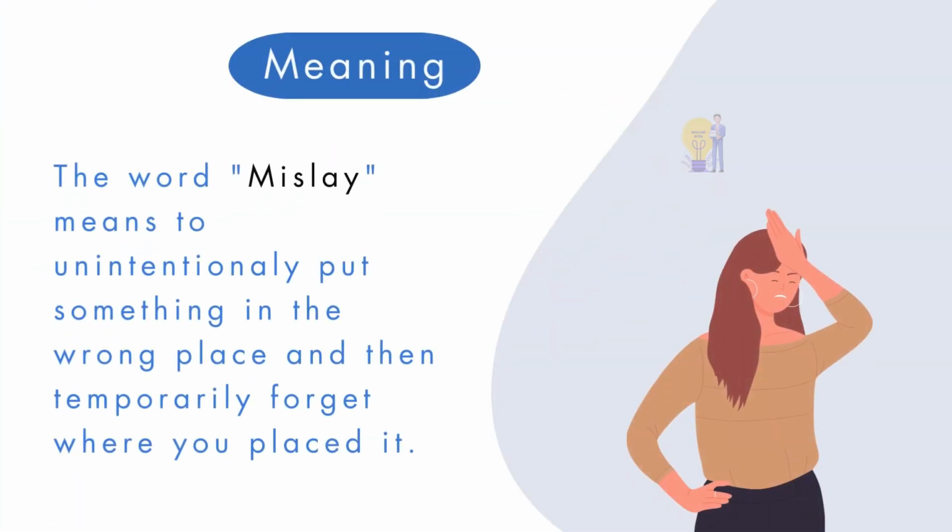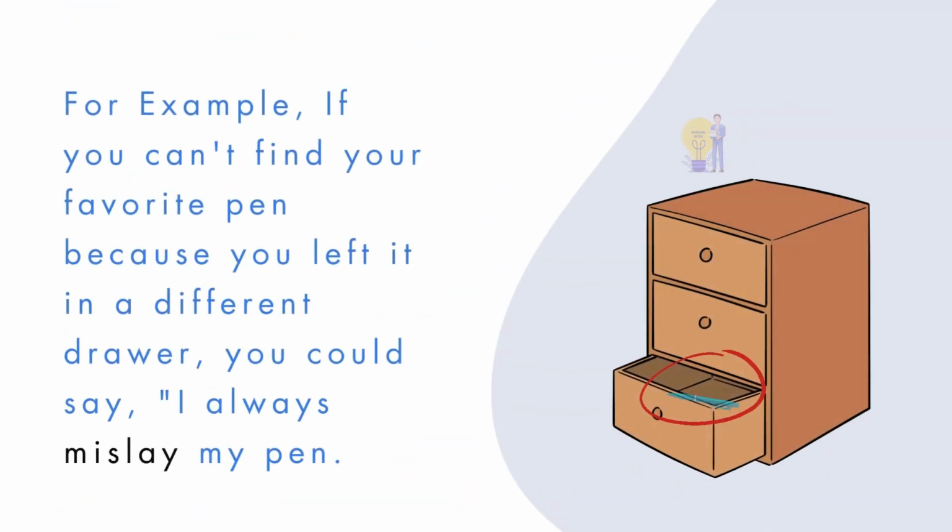The word mislay means to unintentionally put something in the wrong place and then temporarily forget where you placed it. For example, if you cannot find your favorite pen because you left it in a different drawer, you could say, I always mislay my pen.